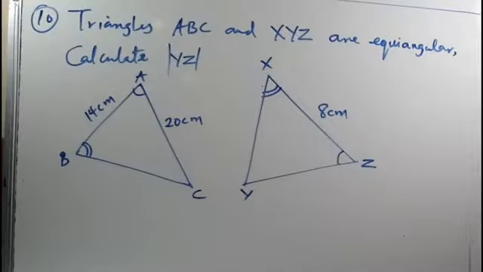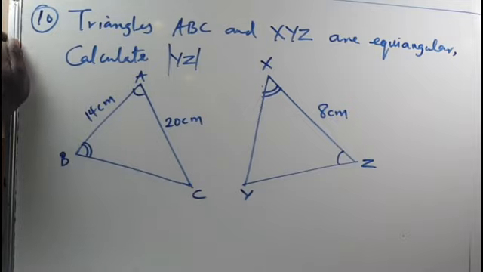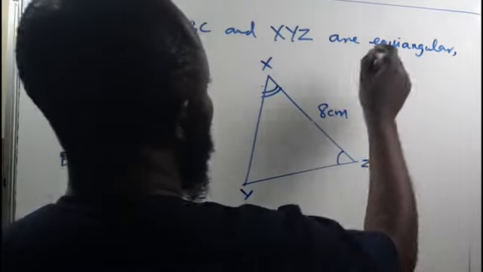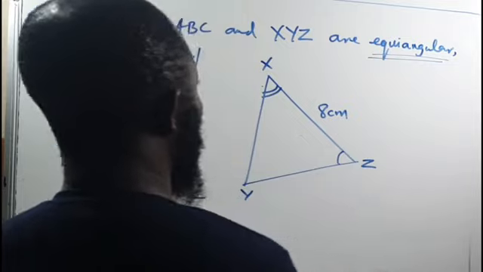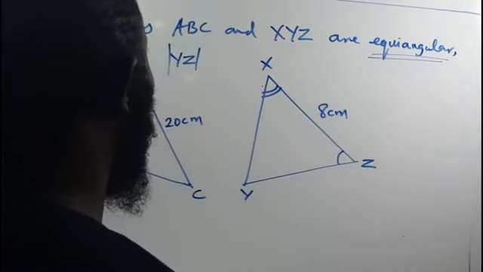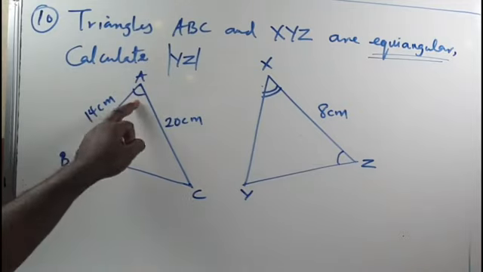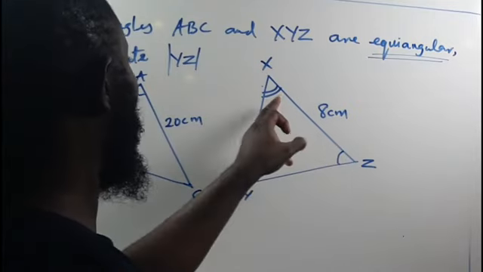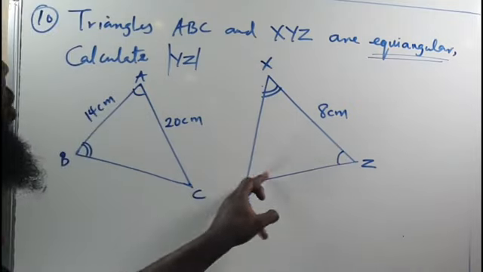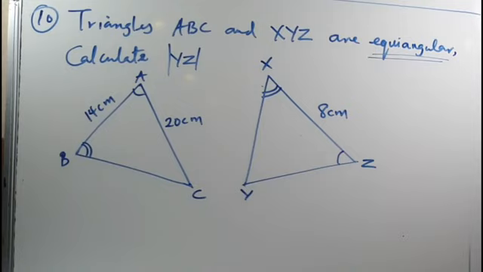So this question is on similar shapes, or similar triangles. As you can see here, triangles ABC and XYZ are equiangular. Equiangular in this sense means that they are similar. Two triangles are similar if they have equal angles. From what you can see here, this angle is equivalent to this angle, and this one is equivalent to this one. Why is this also so? Because of this. So that is what is meant by equiangular.